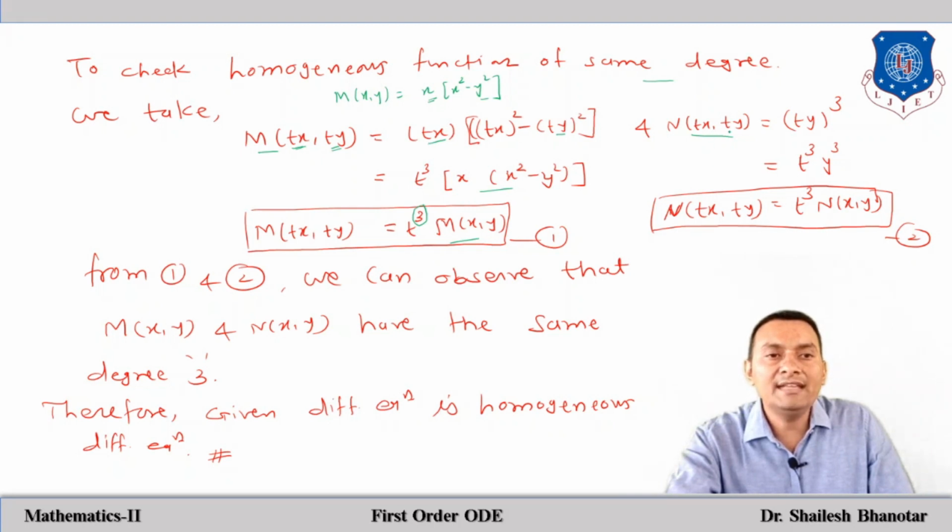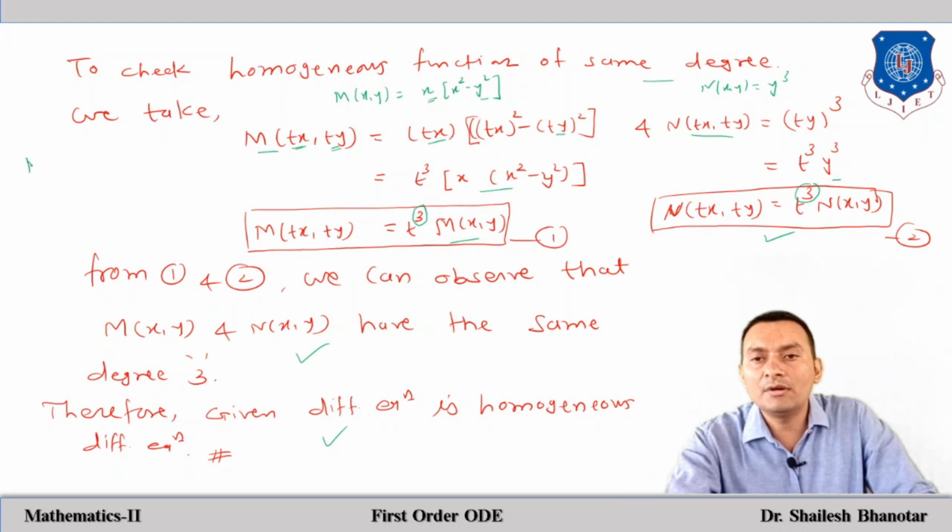Again, N of tx, ty can be written as, because N of x,y is nothing but y raised to cube, and according to that we can write this, and therefore N of tx, ty will be t raised to cube N of x,y. So both have the same degree, and therefore the given differential equation is exactly homogeneous.